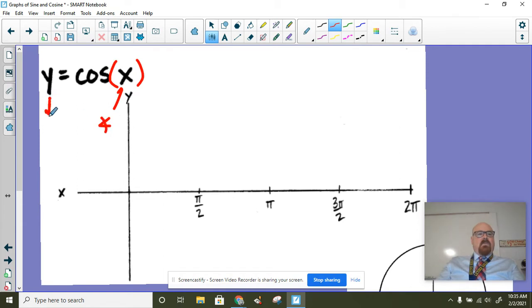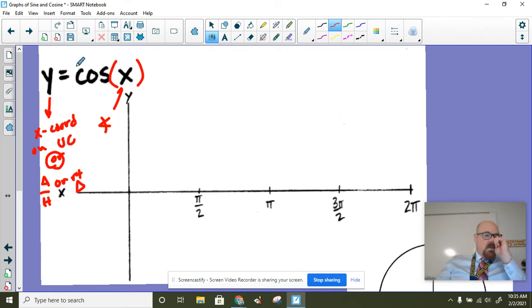Okay, the output from a cosine function can be an x coordinate on the unit circle, right? Or it can be an adjacent over hypotenuse ratio on a right triangle. Okay, so keep that in mind. That's what we're looking at. The domain of cosine is the same as sine. It's infinite, so from negative infinity to infinity, and the range also from -1 to 1, just like sine.